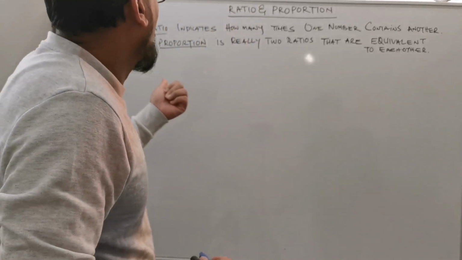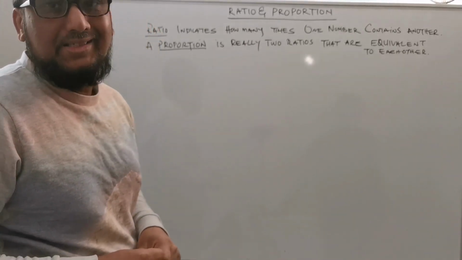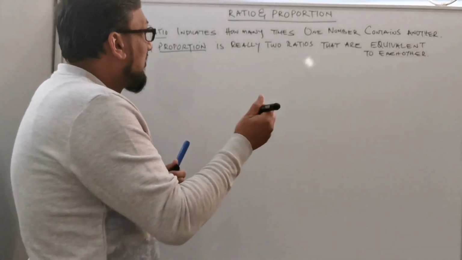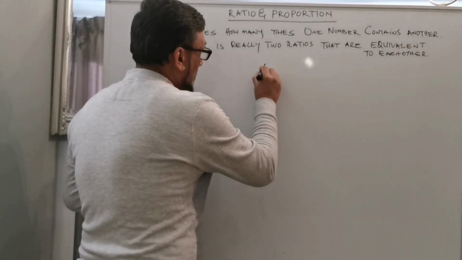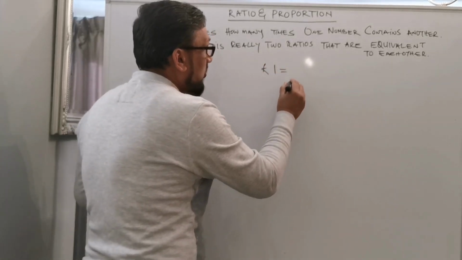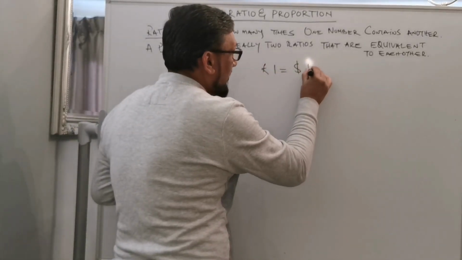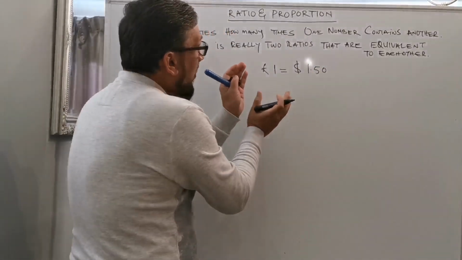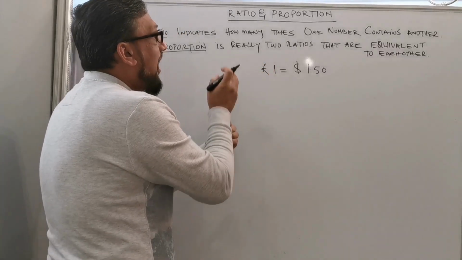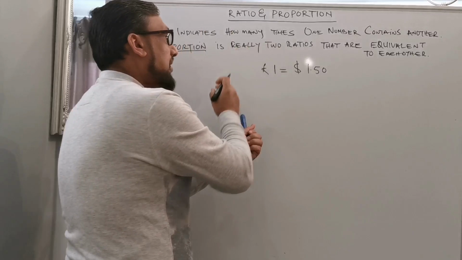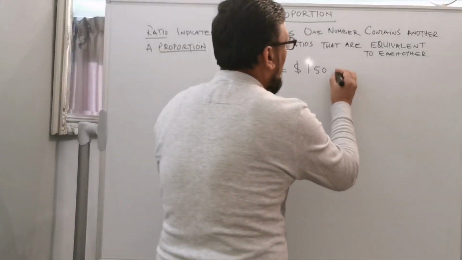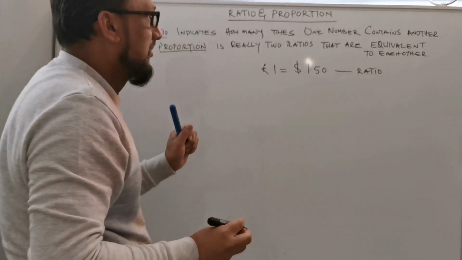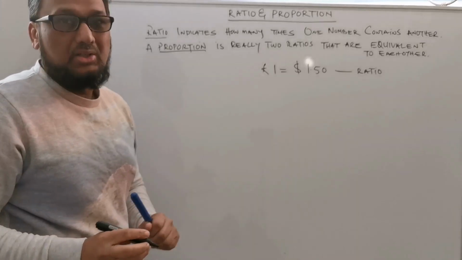Ratio means how many times one number contains another. For example, if I say that one pound equals $150, it means I am giving information about how many dollars are in 1 pound, which is called a ratio. So how many times one number contains another is called a ratio.